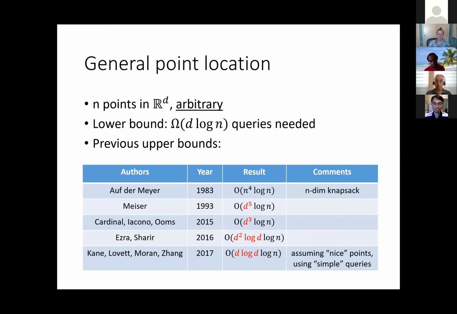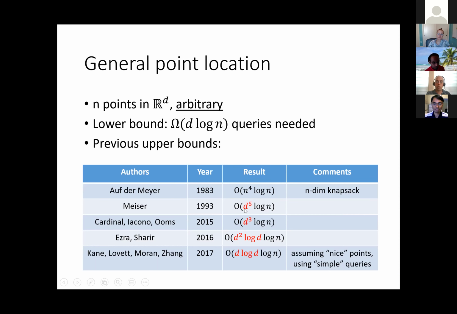So here is a table summarizing what people have known. And this comes mostly from the computational geometry community. It starts from the breakthrough work of Meyer auf der Heide in the early 80s that showed that for this knapsack problem, you can do something that depends only polynomially in n and not exponentially, even though this is an NP-hard problem. And then Meiser realized about 10 years later that you can generalize this approach to solve a general point location problem with poly(d) behavior and log n. So you get the optimal behavior on the number of points, and some polynomial dependence on dimension. And remember, the lower bound was d log n.